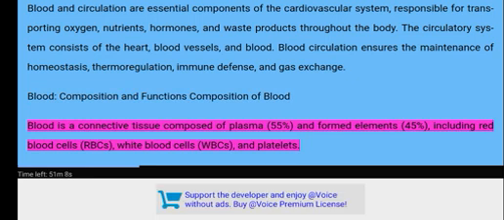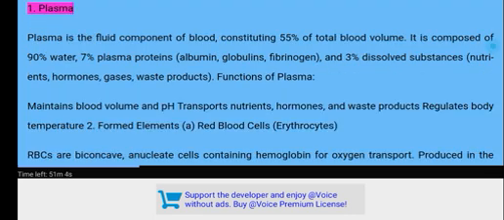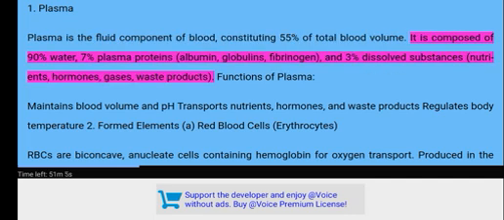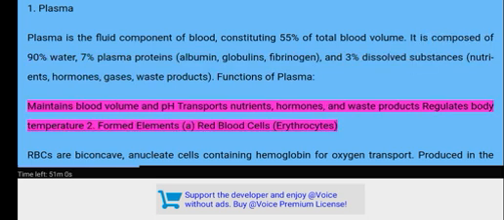Composition of blood: blood is a connective tissue composed of plasma (55%) and formed elements (45%), including red blood cells (RBCs), white blood cells (WBCs), and platelets. 1. Plasma: plasma is the fluid component of blood, constituting 55% of total blood volume. It is composed of 90% water, 7% plasma proteins (albumin, globulins, fibrinogen), and 3% dissolved substances (nutrients, hormones, gases, waste products). Functions of plasma: maintains blood volume and pH, transports nutrients, hormones, and waste products, regulates body temperature.